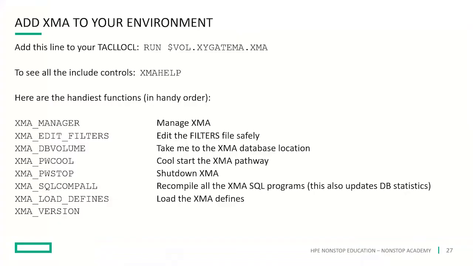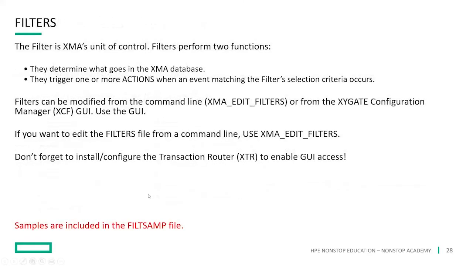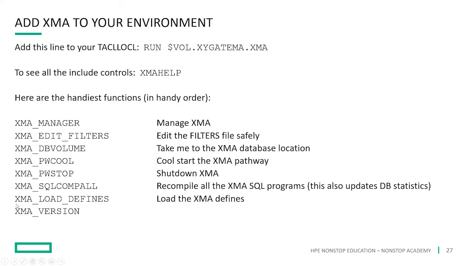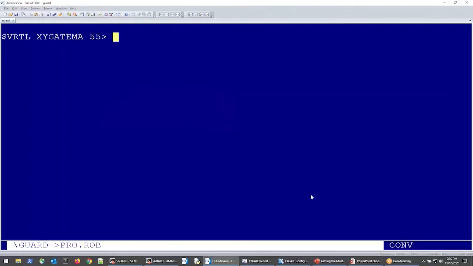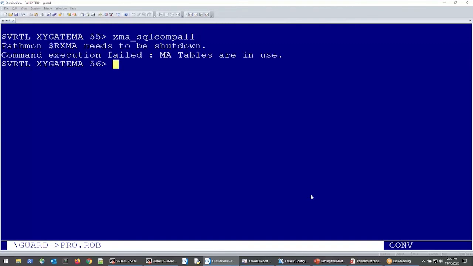So I have XMA SQL comp all. This is handy if I need to recompile my SQL programs and or update my statistics. I suggest everyone do this probably quarterly, maybe monthly, just to make sure that your database statistics are up to date. Oh, look at that. My pathway is still up. I need to shut it down.